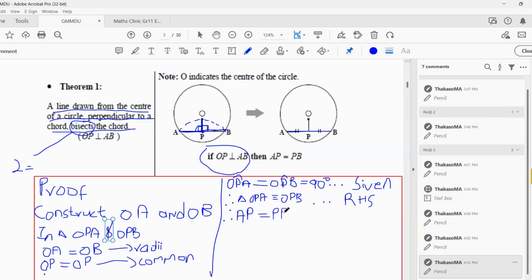You have to know this theorem by heart. I've seen it in a lot of question papers. So you will be given this circle, you redraw the circle, you construct, and then you prove the congruency.